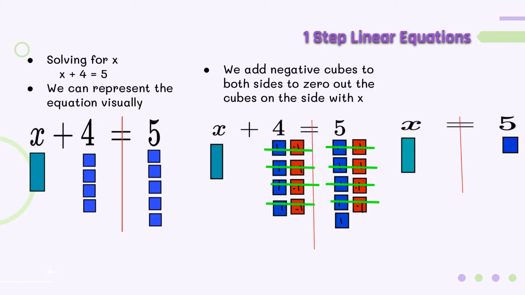I made a mistake. If you've noticed over here, after I canceled, I didn't write... We're going to cross this off. x is supposed to be equal to 1. 1 is left over.